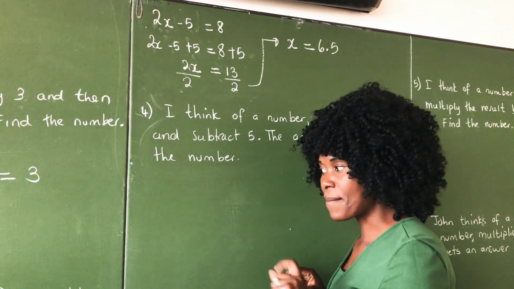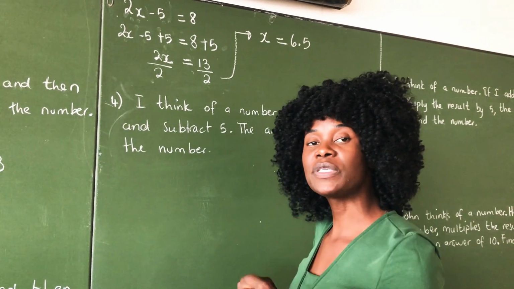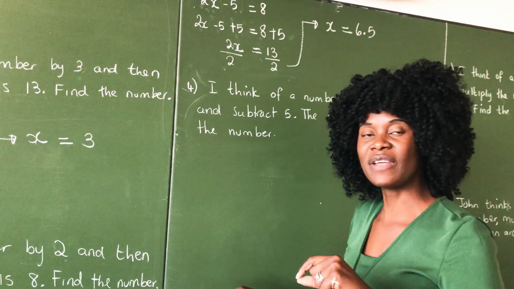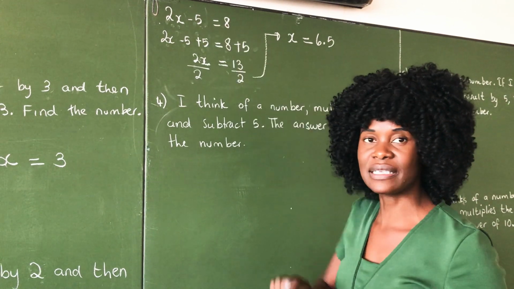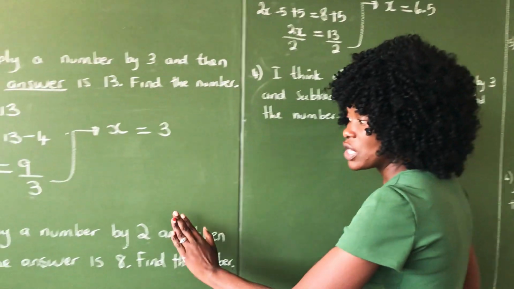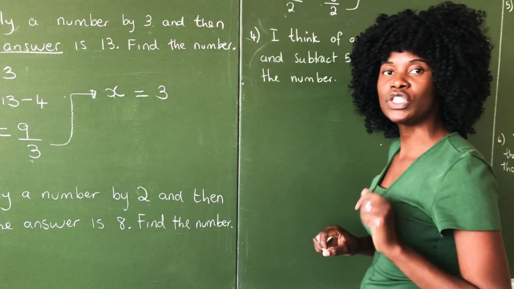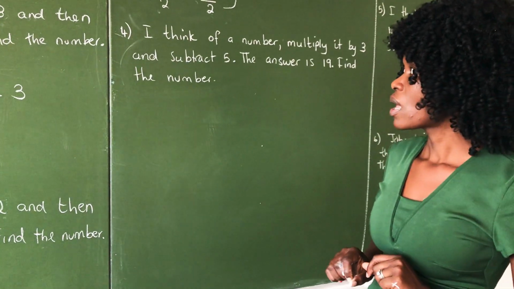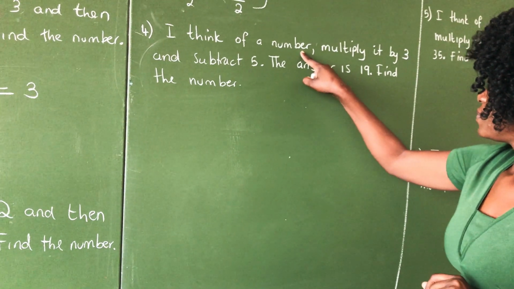So I think of a number, multiply that number by 2, meaning 6.5 multiplied by 2 will give us 13. And then you subtract 5 from it. So 13 minus 5 gives us 8. So this answer, which is 6.5, is true because I'm getting an 8 when I substitute the 6.5 into the equation.